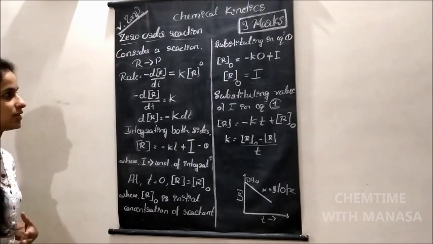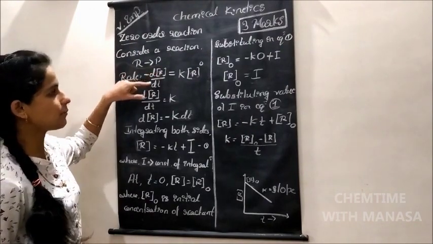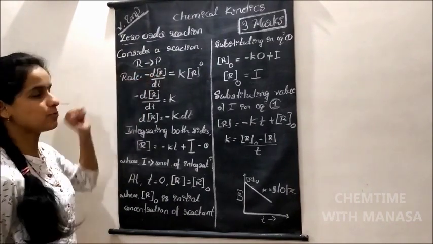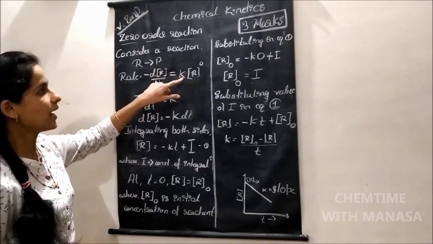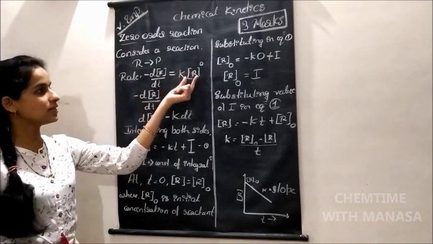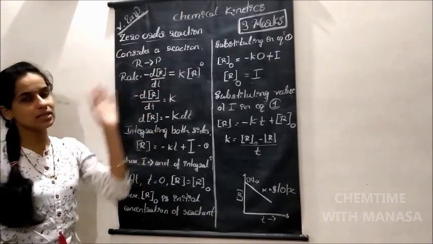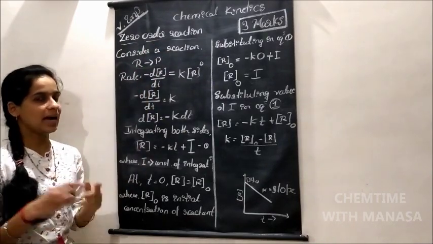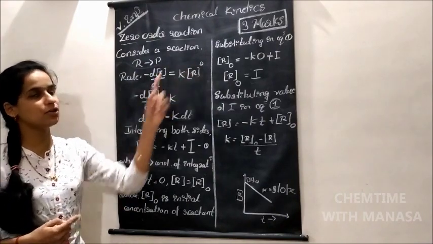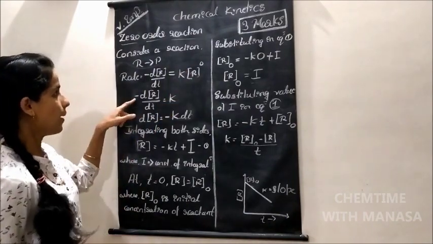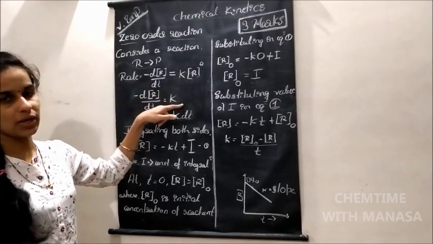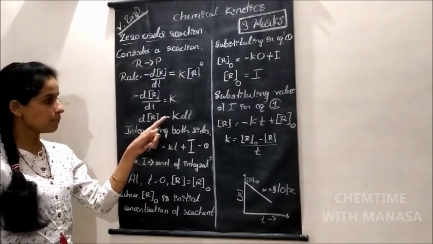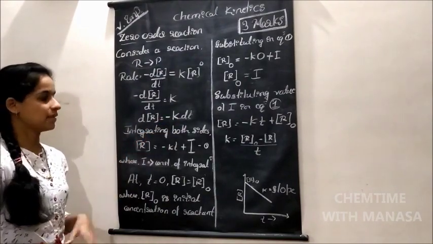Rate of this reaction is equal to minus dR by dt. That is, the decrease in the concentration of R with respect to time is equal to rate constant K into the concentration of the reactant to the power 0, because it is a zero order reaction. Any quantity raised to the power 0 is equal to unity. So minus dR by dt is equal to K. On rearrangement we get dR is equal to minus K dt.